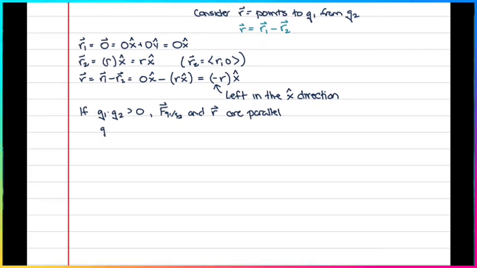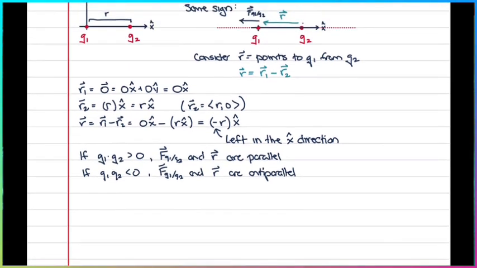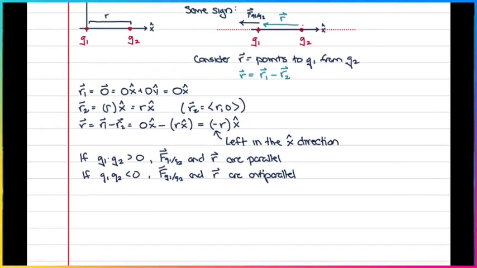And then if Q1 Q2 is less than 0, which means they have the opposite sign, then it looks like F, the force on Q1 from Q2, and R are going to be anti-parallel. Because if the charges have different signs, that's going to change the direction of the force vector. It's going to point to the right. But this position vector R is not going to change, of course, because I haven't done anything with the positions.